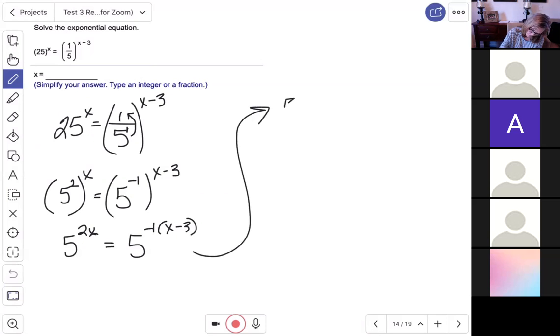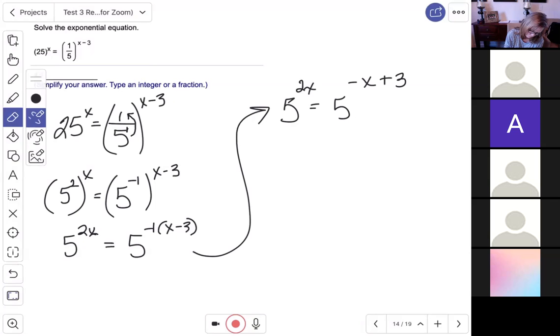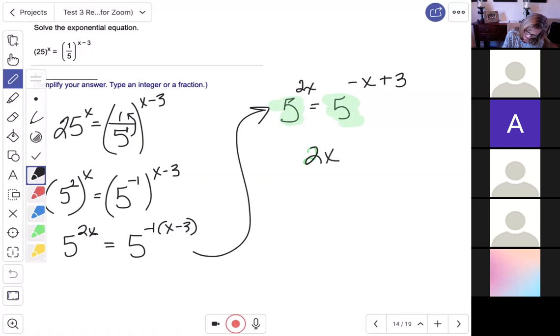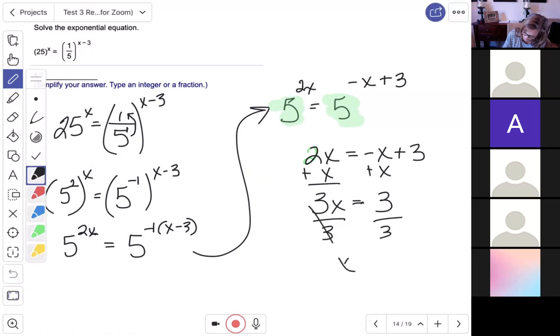Let me draw it up here. 5 to the 2x equals -1x plus 3. And then since the 5 equals 5, then you can assume it's like dropping them. Let me go back to black. Okay, 2x equals -x plus 3, and then you solve a basic equation, right? Add x to the other side, you get 3x. Divide out, you get x equals 1. All right, x equals 1. Okay, relating the bases. All right.